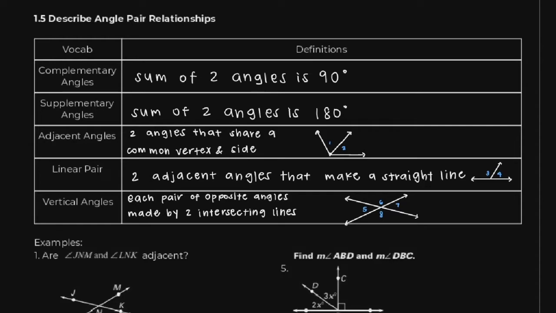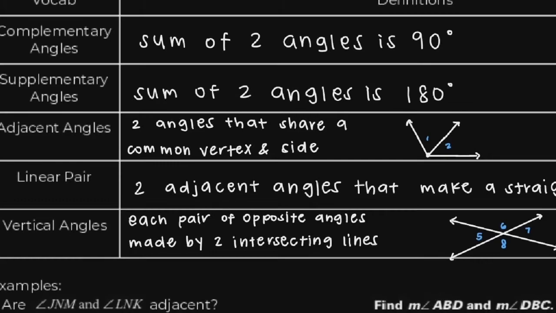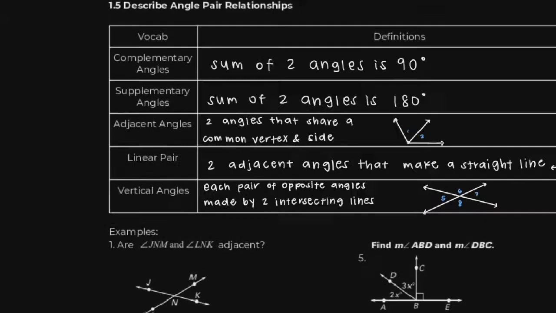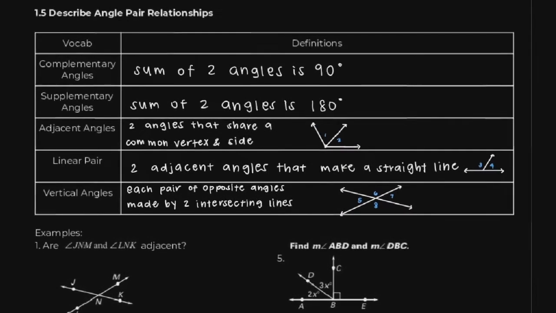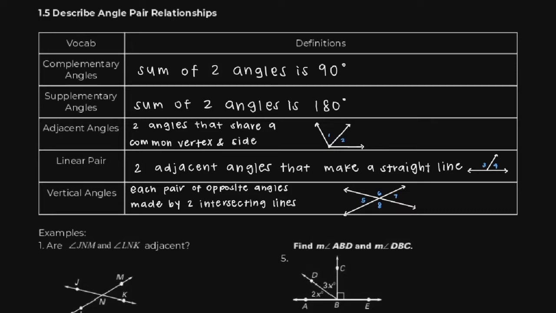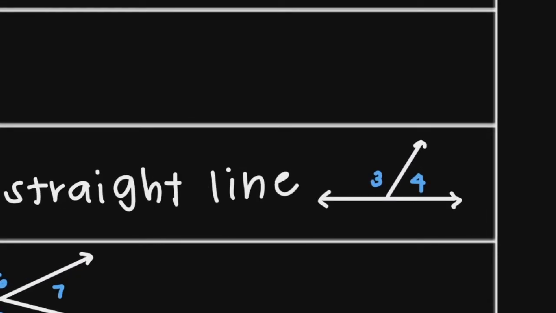Adjacent angles are angles that are next to each other and they have to share the same vertex and a side. So if you look at the picture here, angles 1 and 2 are adjacent because they share this side right here and this endpoint. A linear pair are two adjacent angles that make a straight line. So how I remember this is linear means line and pair means two. So these two angles, 3 and 4, make up that line.